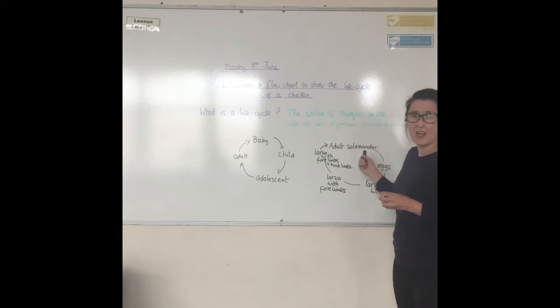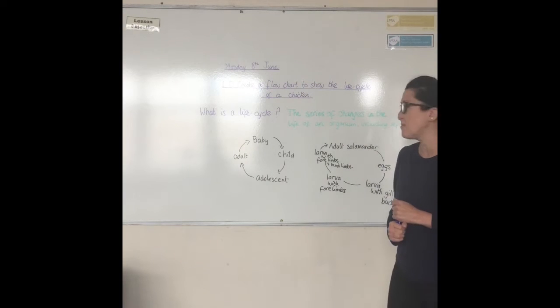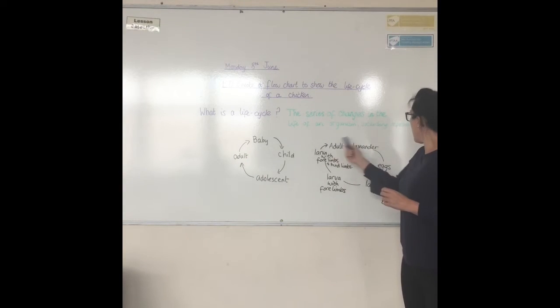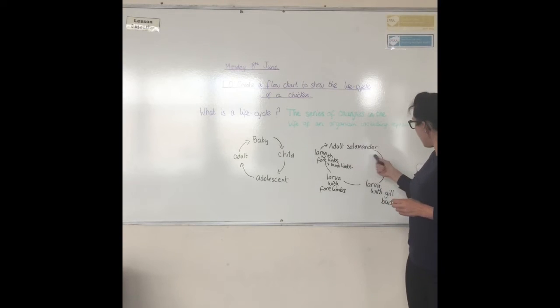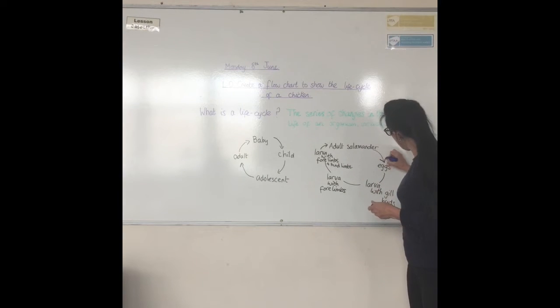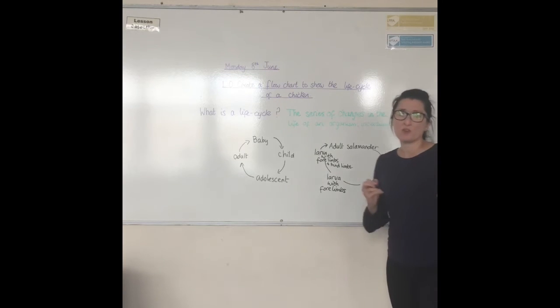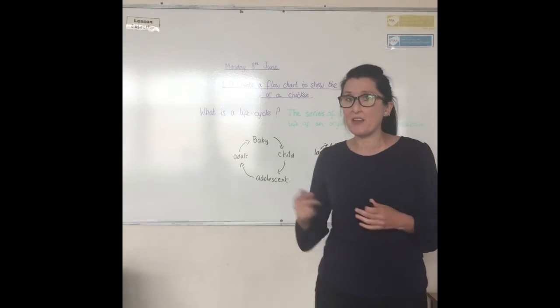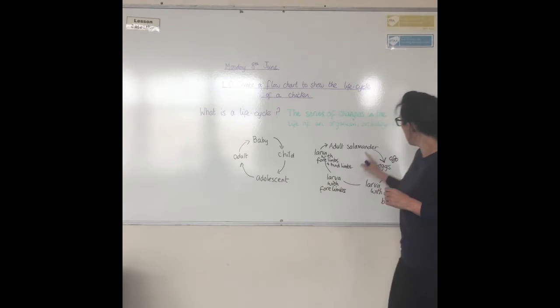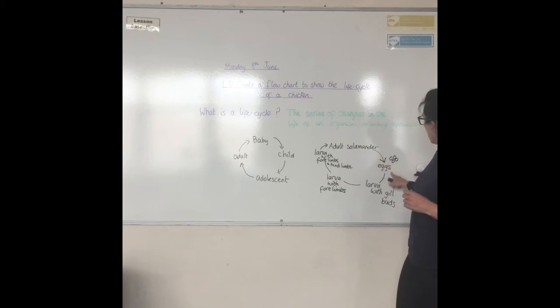If we look at salamanders, you've done the life cycle of the salamander. You know that an adult salamander lays eggs. And you could draw some eggs and annotate it. When we talk about annotations, we're talking about pictures and words to explain your life cycle in a bit more detail. So the adult salamander will lay eggs.